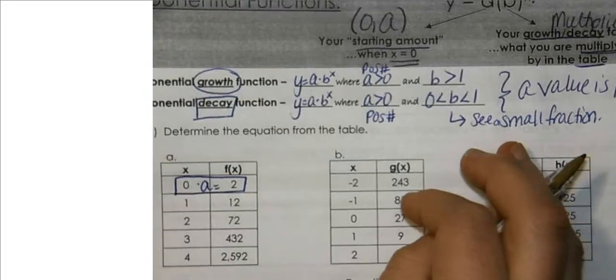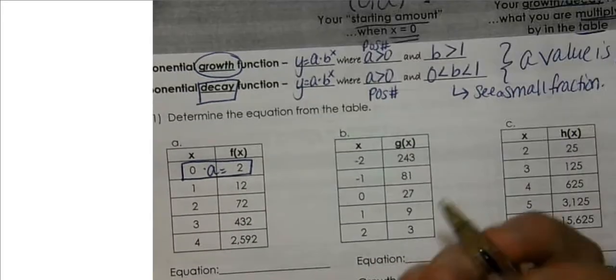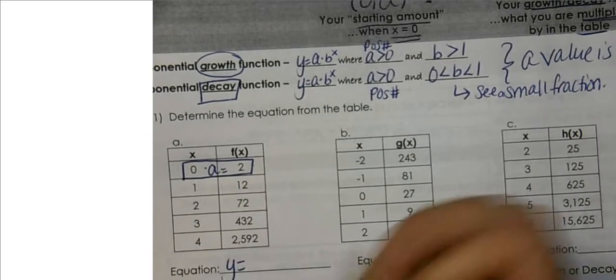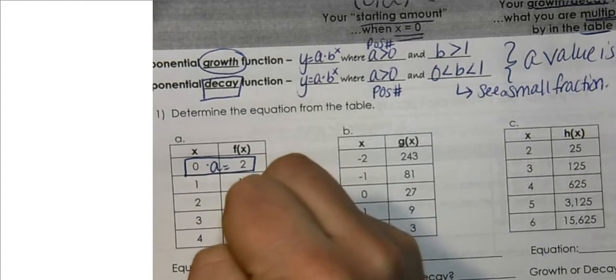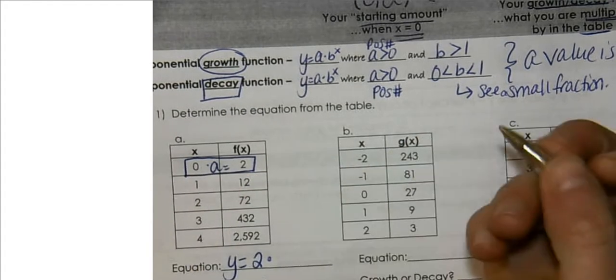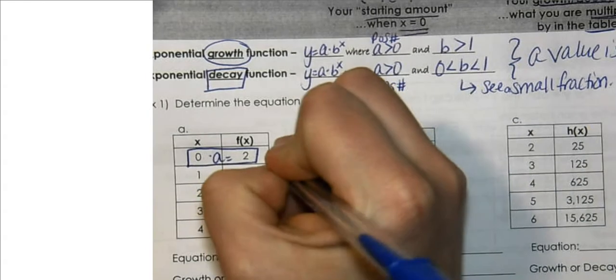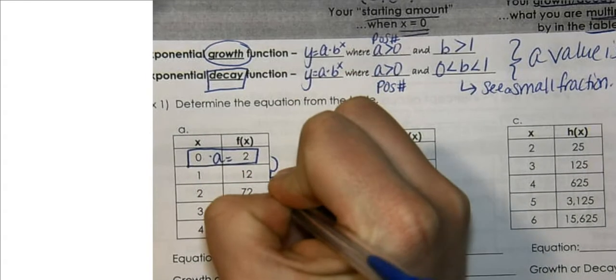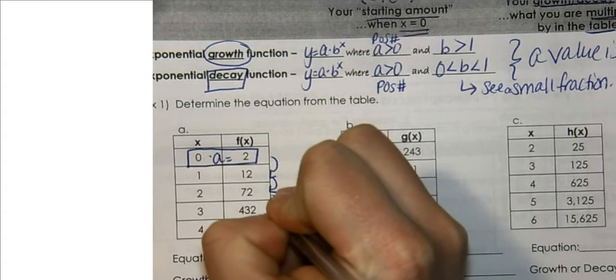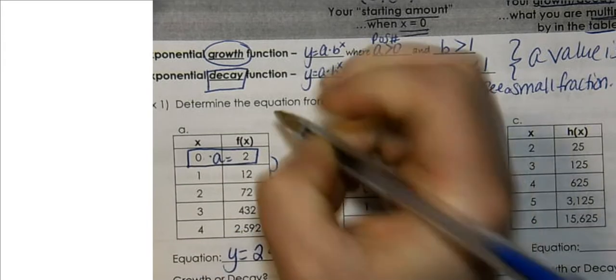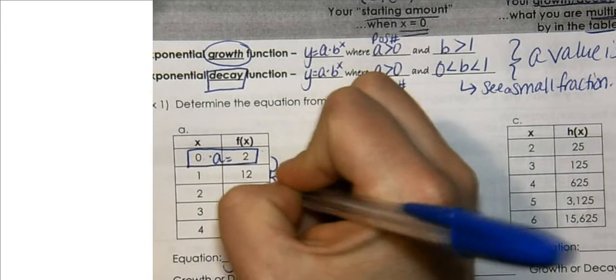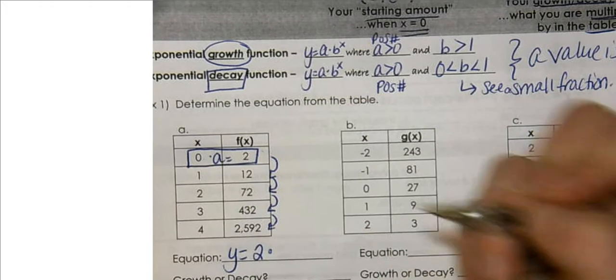It's the value of y when x is equal to 0. So far, when it comes to writing my equation, I have y is equal to 2. And now I need to analyze the table. What am I doing each time in order to go to the next number? What am I multiplying by? So how do I go from 2 to 12 and 12 to 72 and 72 to 432, etc.?